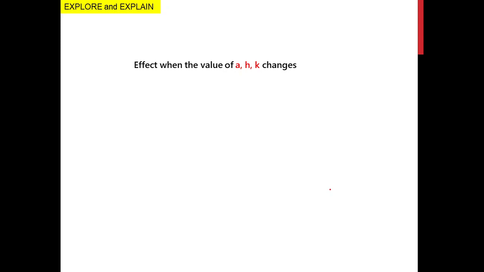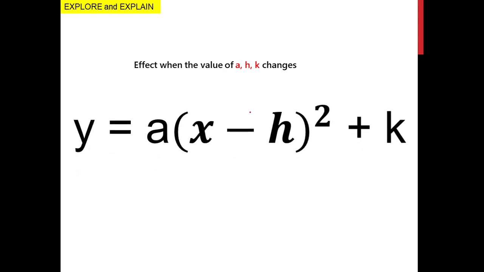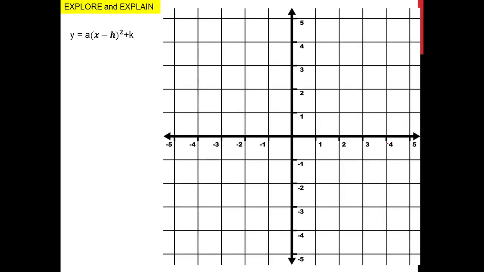Now let's try to check the effect when the values of h and k change at the same time. Now let's try to use the vertex form of the quadratic function. y is equal to a times the quantity x minus h squared plus k. Now again, for us to observe the behavior, we have here the parent equation, the parent graph.